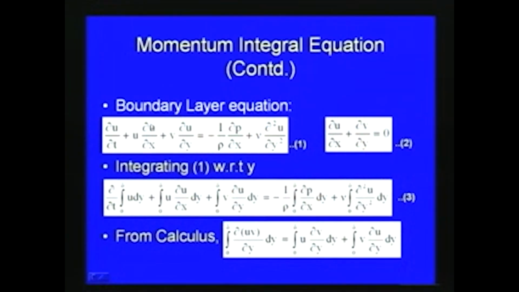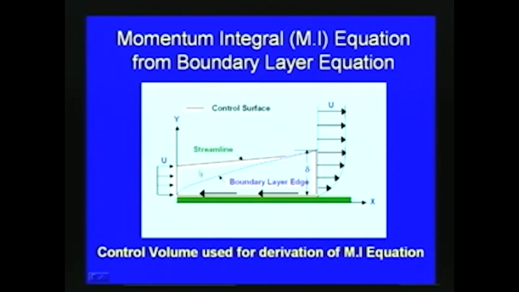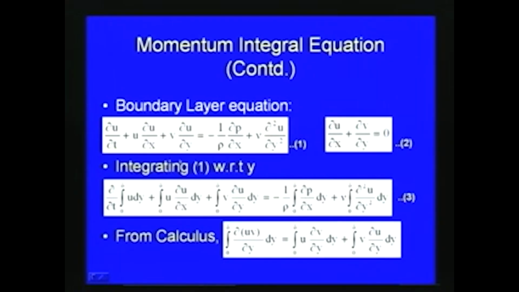The boundary layer equations derived by Prandtl are here. If we consider unsteady or transient flow, then the equations are: del u by del t plus u del u by del x plus v del u by del y is equal to minus 1 by rho del p by del x plus nu del square u by del y square, that is equation number 1. Then the continuity equation: del u by del x plus del v by del y is equal to 0. So, von Karman integrated equation 1 with respect to y, the depth direction.